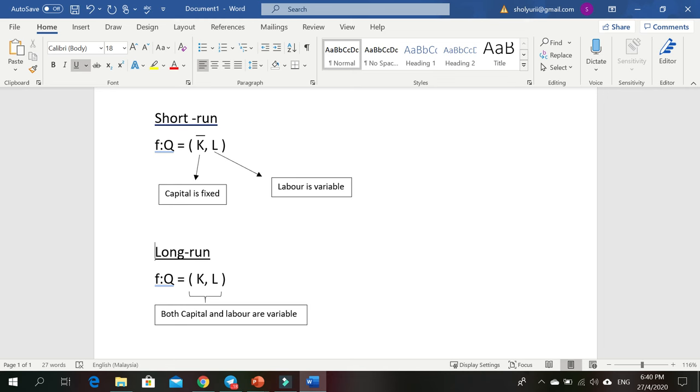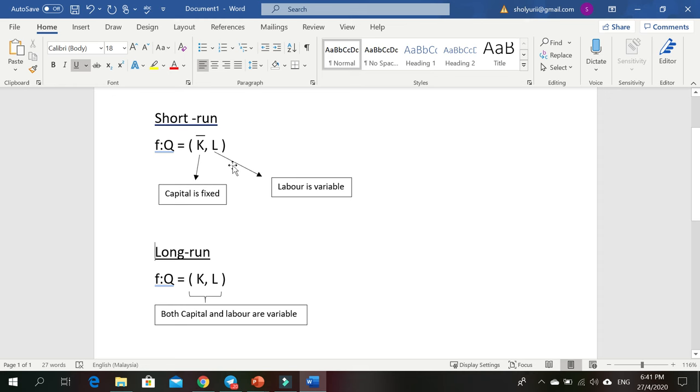sewa few more stalls. That's why, in the long run, in terms of the production function, FQ to produce quantity, we use capital and also labor, but the capital don't have head. Tak ada tanda kat atas dia. So, itu bermaksud both capital and labor are variable. So, dia tak ada fixed input lah. Masa long run, dia tak ada fixed input. Masa short run, dia ada fixed input. So, senangnya you nak cara exam.